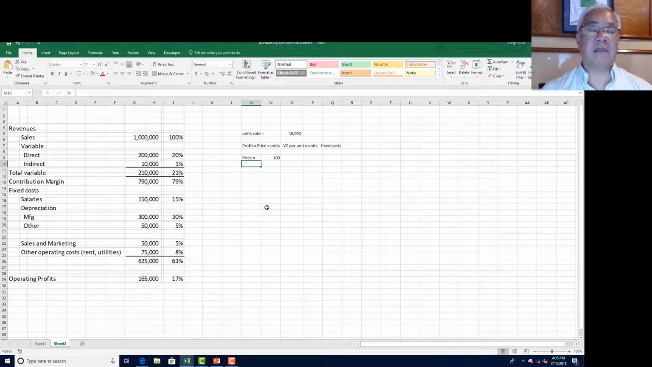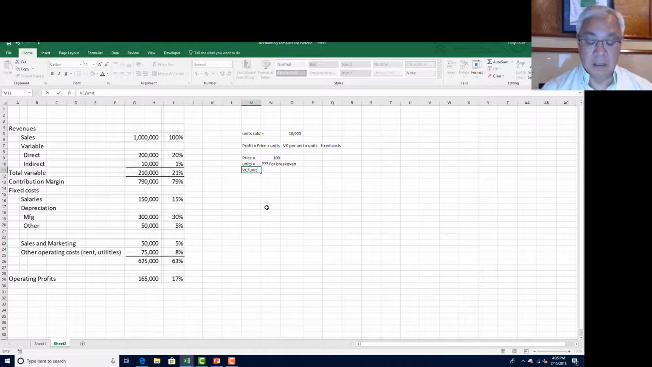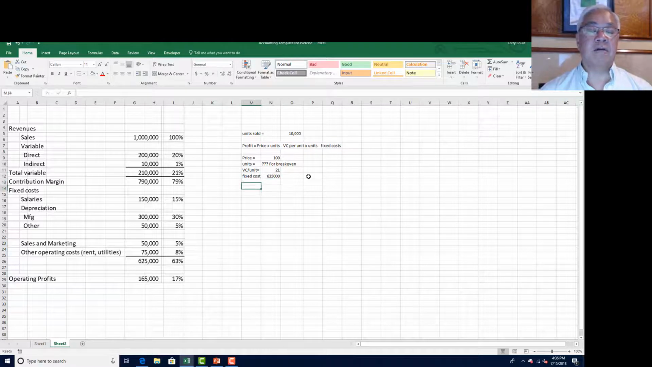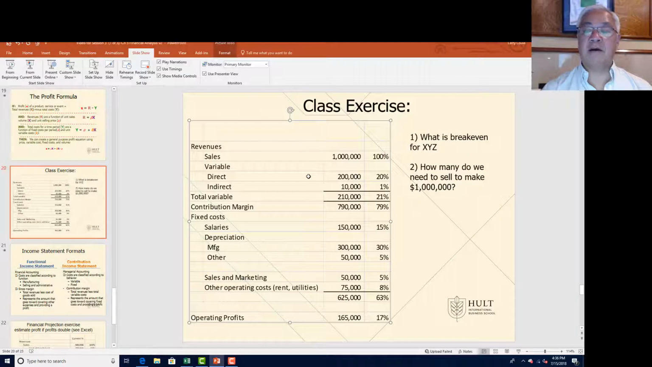Next, we want to figure out the number of units, and that's the question mark for break even. Next, we want to look at the VC, variable cost per unit. And we know the variable cost was 210 divided by 10,000, so 21. And fixed costs are given here at 625. So now we're ready to go. The first question, going back here, is what is the break even?